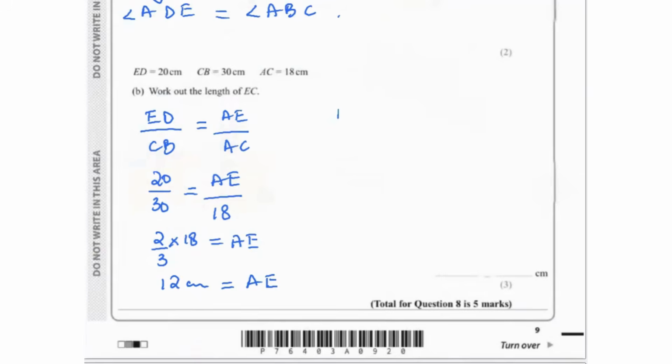Which means EC is going to be the difference, so AC minus AE. That's 18 minus 12. And that gives you 6 centimeters. That's the value of EC.